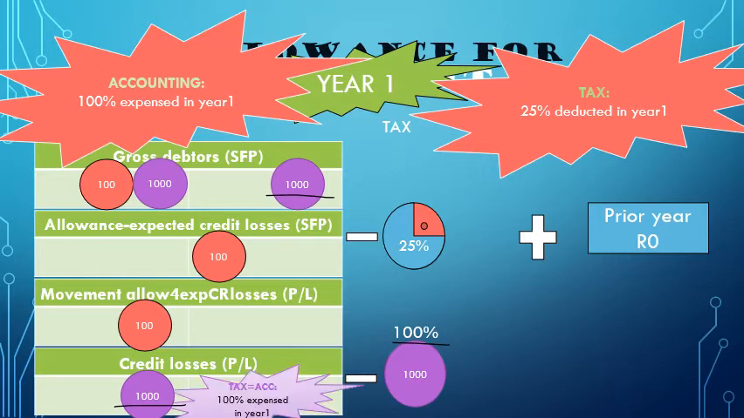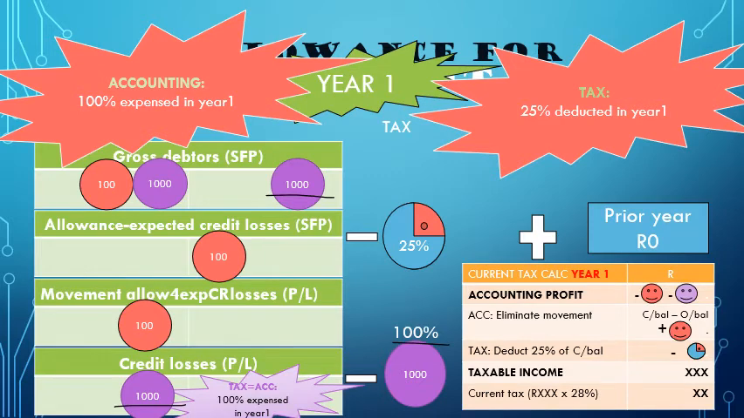Okay, so that means for tax and accounting, the treatment for credit losses is the same. We treat them the same. So in our current tax calc, what we'll have included in our accounting profit is the deduction of our pink debt, which is the movement in the allowance for expected credit losses, and the deduction of our actual credit loss, the purple debt, which is the R1,000 debt in our credit losses. Okay, so these two amounts will both be deducted in order to calculate our accounting profit.